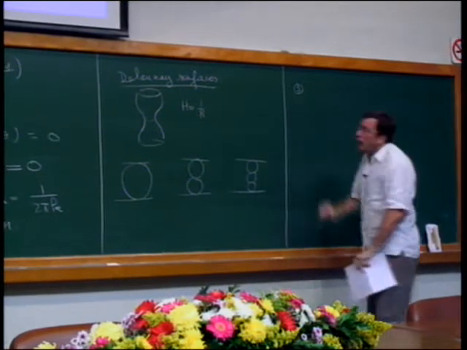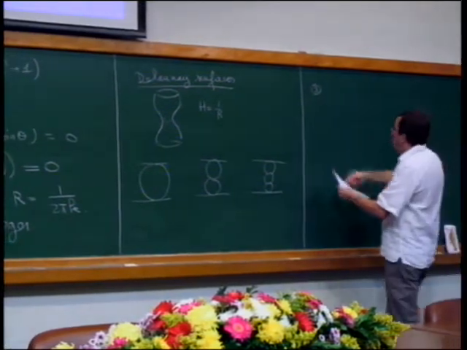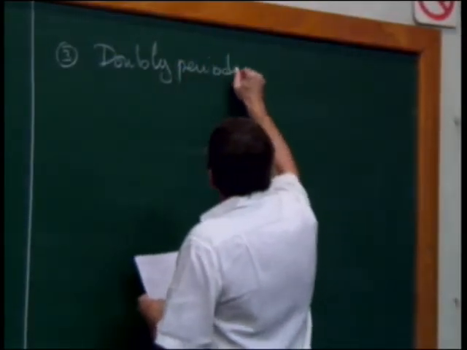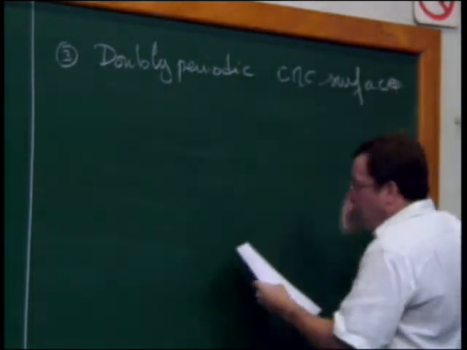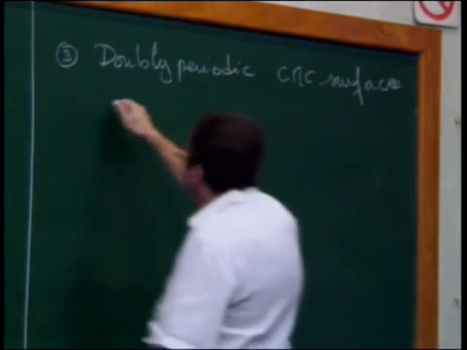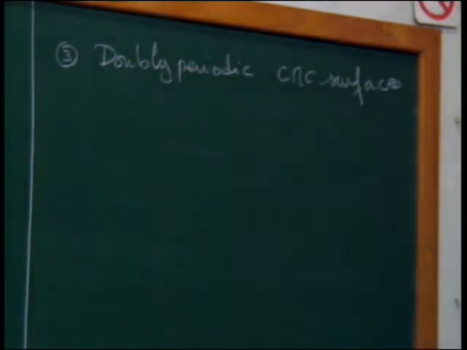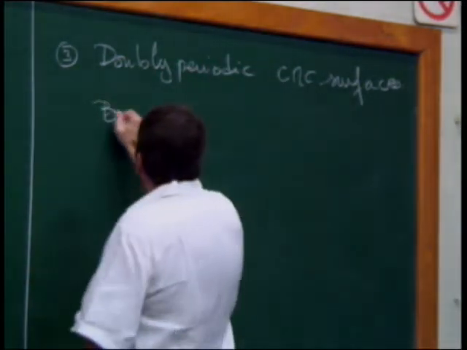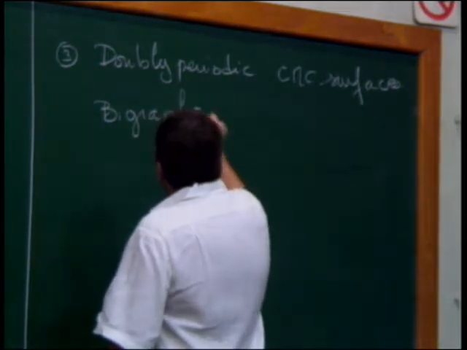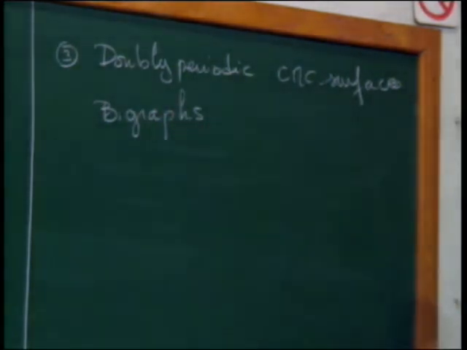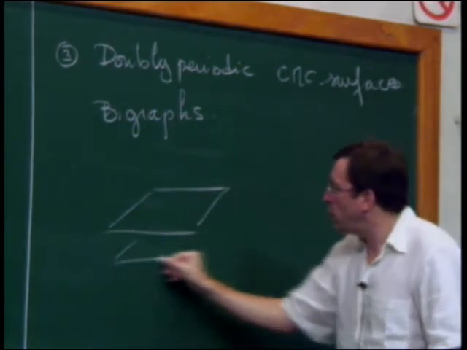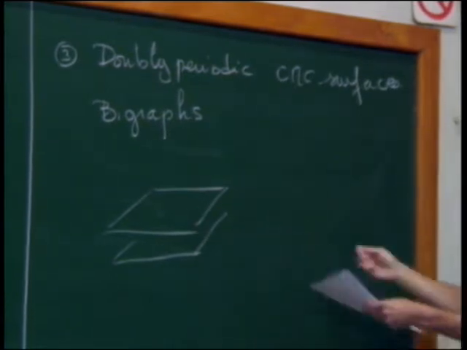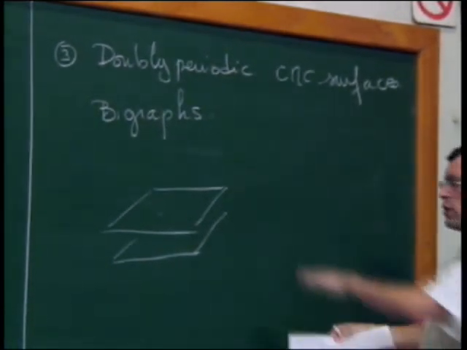Now, the last thing I want to mention are doubly periodic CMC surfaces. In fact, in the language of Howard Rosenberg, these would be bigraphs. They can be understood as follows. Imagine that you are in the 3 torus, and you take two copies of a flat 2 torus, a horizontal torus.